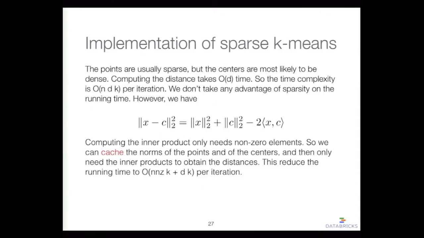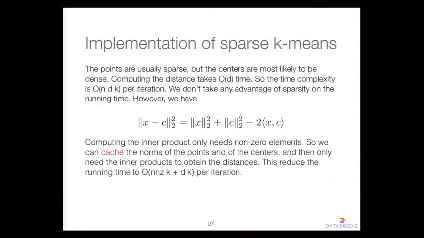However, if you play with the linear algebra, the L2 distance can be expressed as the sum of the norm squares of those two vectors, minus 2 times the inner product of them. Now the question is whether we can pre-compute. The number of clusters is small, so we can compute the norm of C. And since X is immutable and doesn't change, we can pre-compute the norm of X as well. Now the only thing left is the inner product. Taking the inner product of a dense vector with a sparse vector only needs linear time on the number of non-zeros in the sparse vector.